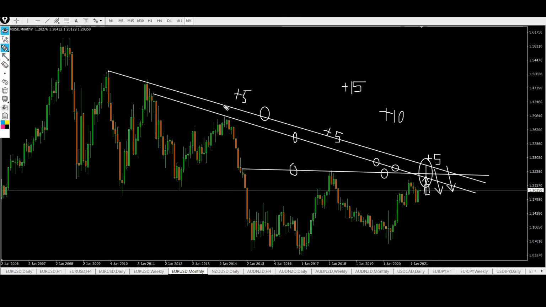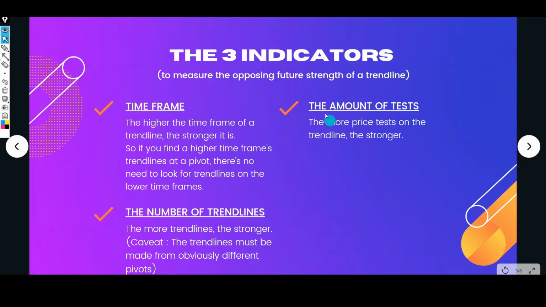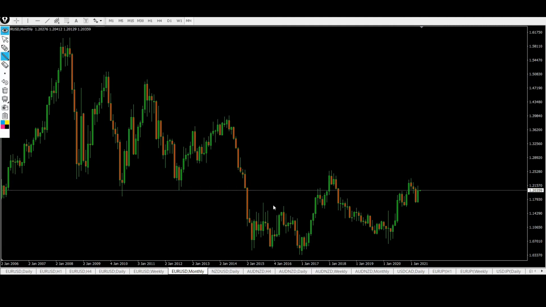And this could keep going on forever. You could have 4 trend lines, 5, 6 trend lines. Okay, so that's another basic rule. Let's go on to the last rule. All right, so finally, the amount of tests. So the more price tests on the trend line, the stronger it is. Okay, so let's get that trend line we were using from this pivot to this pivot right here.